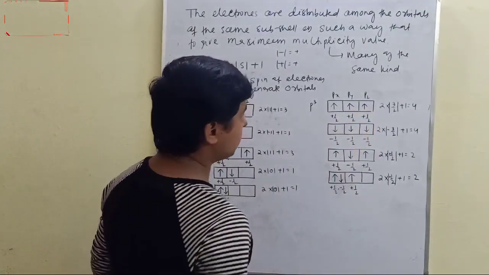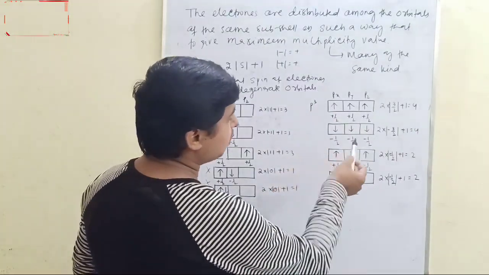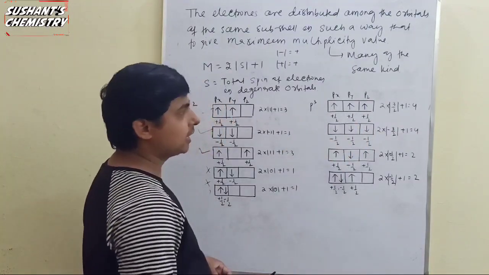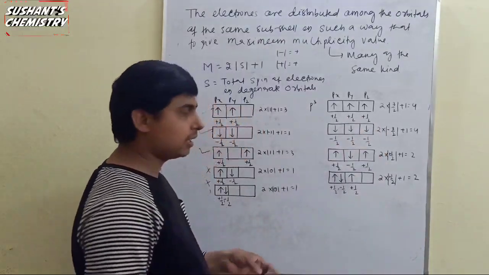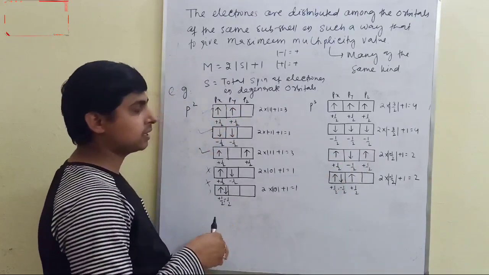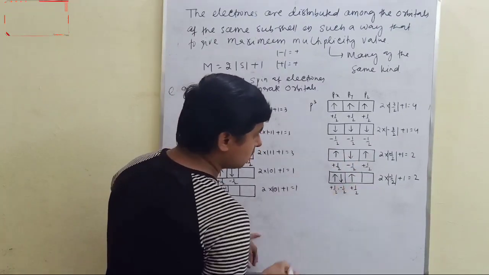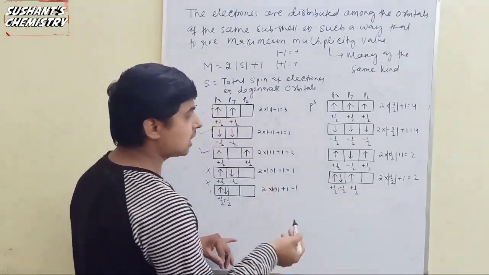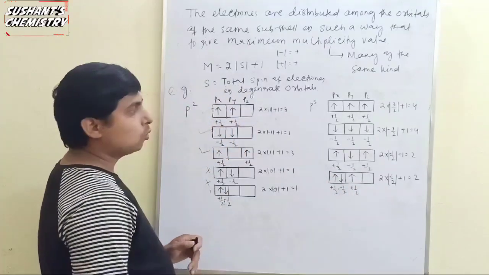Similarly, by taking the p3 configuration, I am repeating, the p subshell contains 3 orbitals, that is px, py, pz. In these, the 3 electrons are arranged in the following ways. The 3 electrons are present in 3 different orbitals with the same spin. Here 3 electrons are present in different orbitals with opposite spin. Here 2 electrons are present with the same spin and 1 electron with opposite spin. Here 2 electrons are present in the same orbital with opposite spin and another electron is present in another orbital with the same spin.